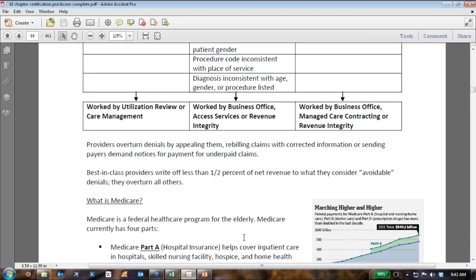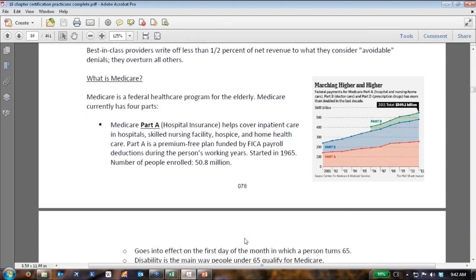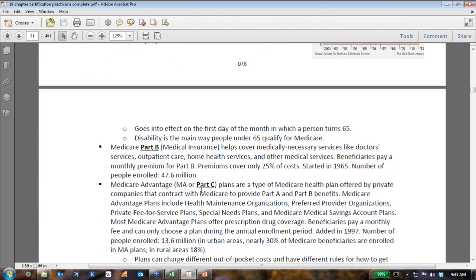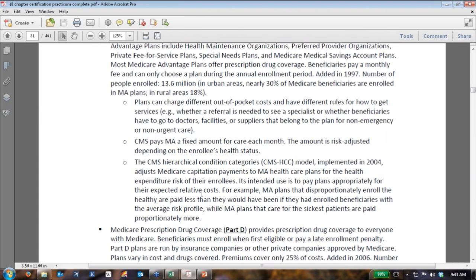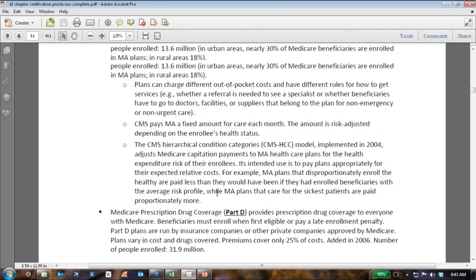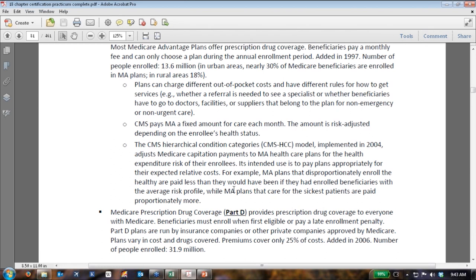And now we're going to have to talk about Medicare, more specifically, although we've already touched on Medicare. Here's a definition of what Medicare A is, and what Medicare B is, what C is, and what D is. So read that very, very carefully. Know this stuff, okay?